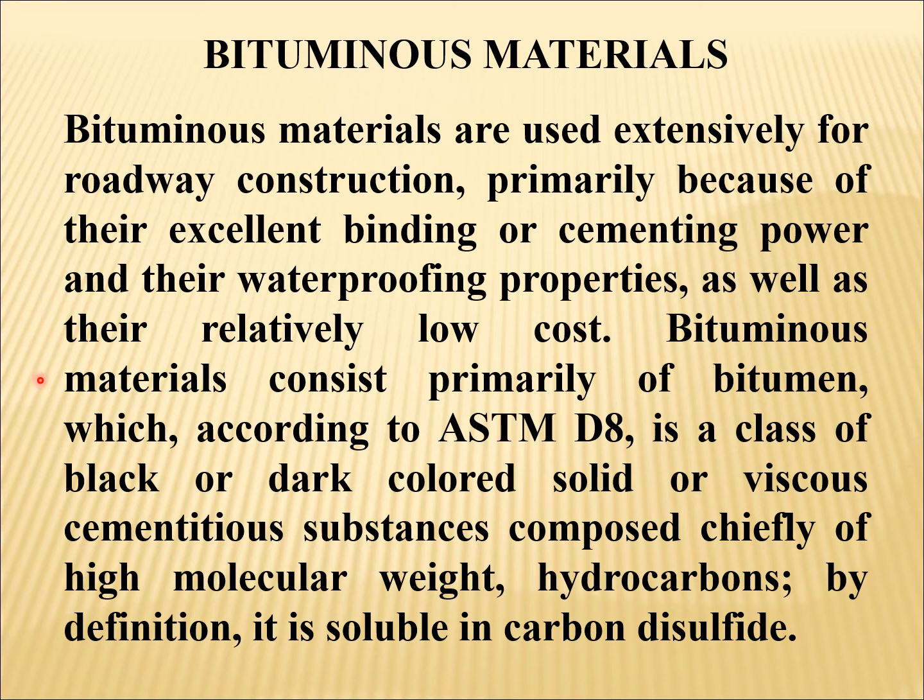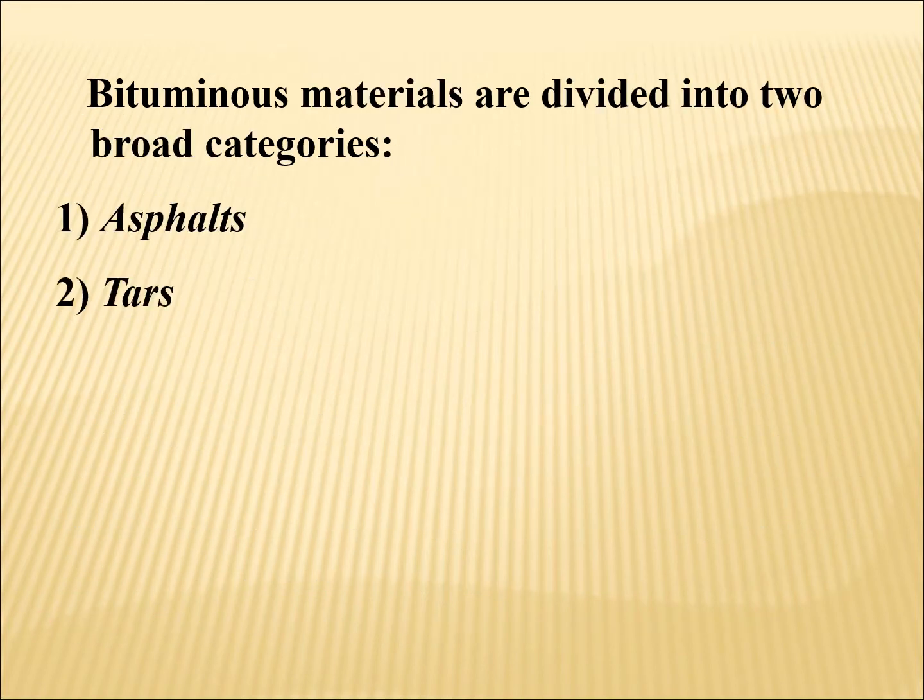Bituminous materials consist primarily of bitumen, which according to ASTM D8 is a class of black or dark colored solid or viscous cementitious substances composed chiefly of high molecular weight hydrocarbons. By definition, it is soluble in carbon disulfide. Bituminous materials are divided into two broad categories: asphalts and tars.